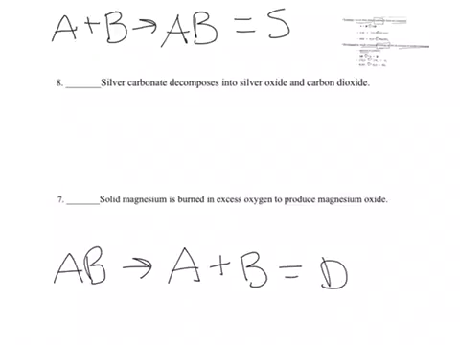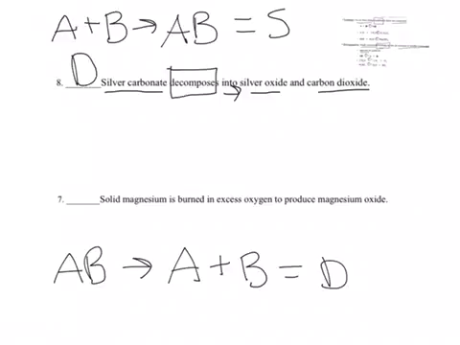That's decomposition. So if we read the problem, silver carbonate, so that's our first compound, decomposes into silver oxide and carbon dioxide. We are going from one compound to multiple pieces. Does that look more like synthesis or decomposition? Well, since we only have one compound before our arrow, before our reaction, it is definitely decomposition. Plus, look, it says decomposes.